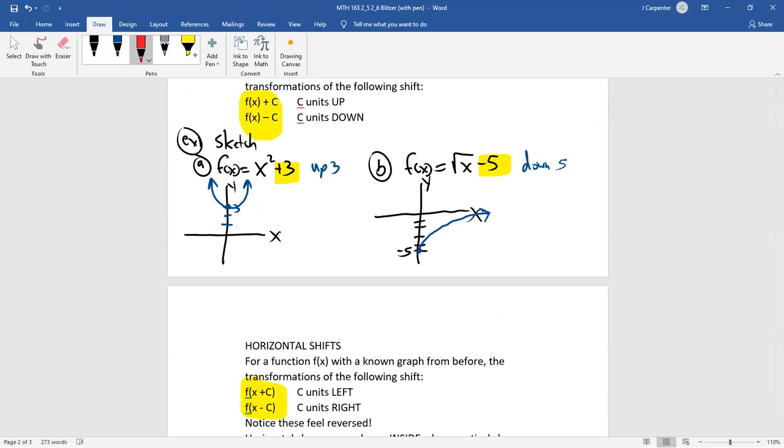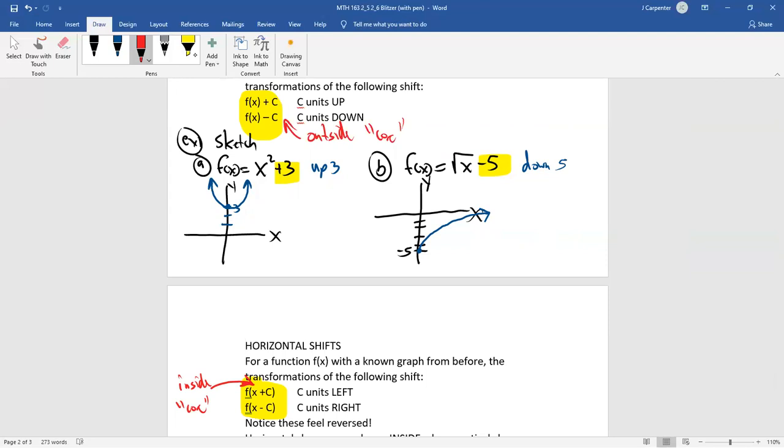The plus and the minus c here, when they were vertical shifts, those were outside the core, which is what I'm calling the core, the function, the x squared or the square root. Whereas here, the plus and the minus c are inside the core. They're inside that actual function. So that's how we tell whether it shifts left or right versus up or down.